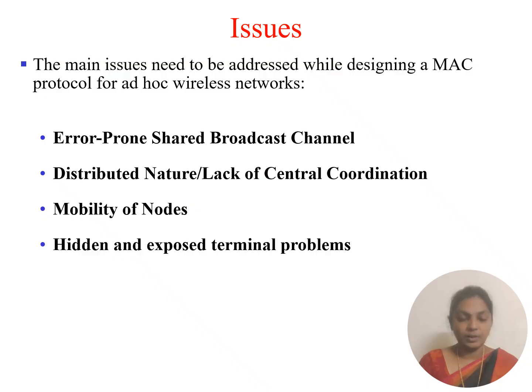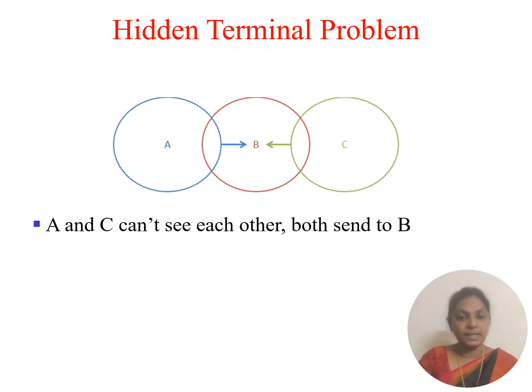And the fourth important problem that normally happens in wireless networks is the hidden terminal problem and the exposed terminal problem. Sometimes the station is hidden, and that causes a problem. And sometimes because of the exposure of the station, it causes a problem. Let's see an example for the hidden terminal and exposed terminal problem.